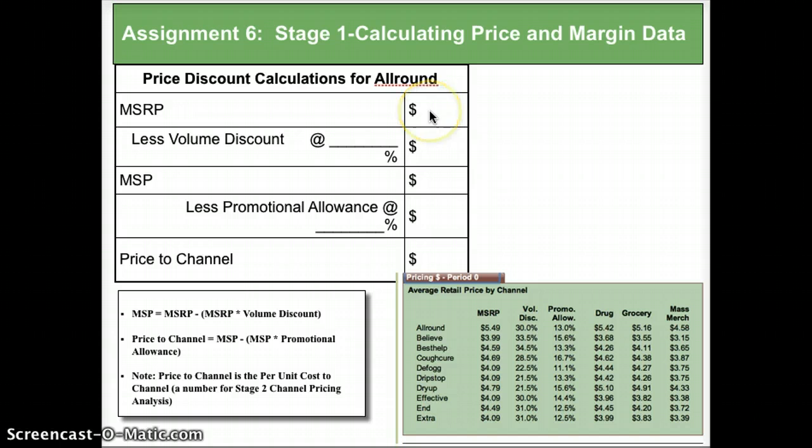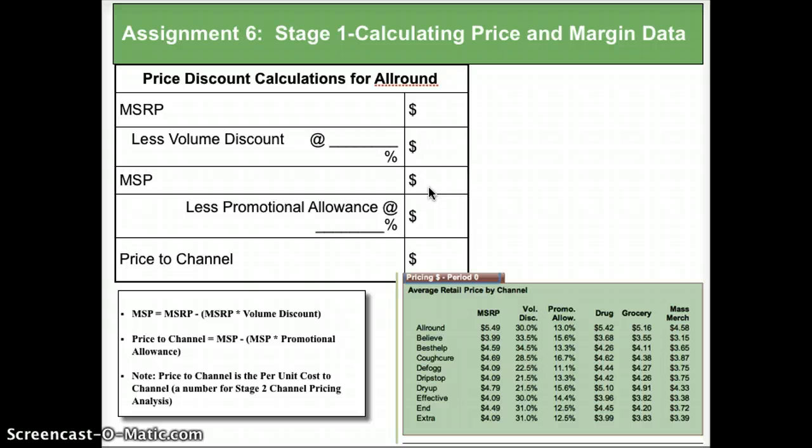So you're going to take your MSRP and subtract from that the dollar amount of the volume discount to arrive at your manufacturer's selling price. So that's initially when you give your retail channel partners, the drugstore, the grocery store, or the mass merchandisers a volume discount, that's now the price that you're actually selling the product to them for.